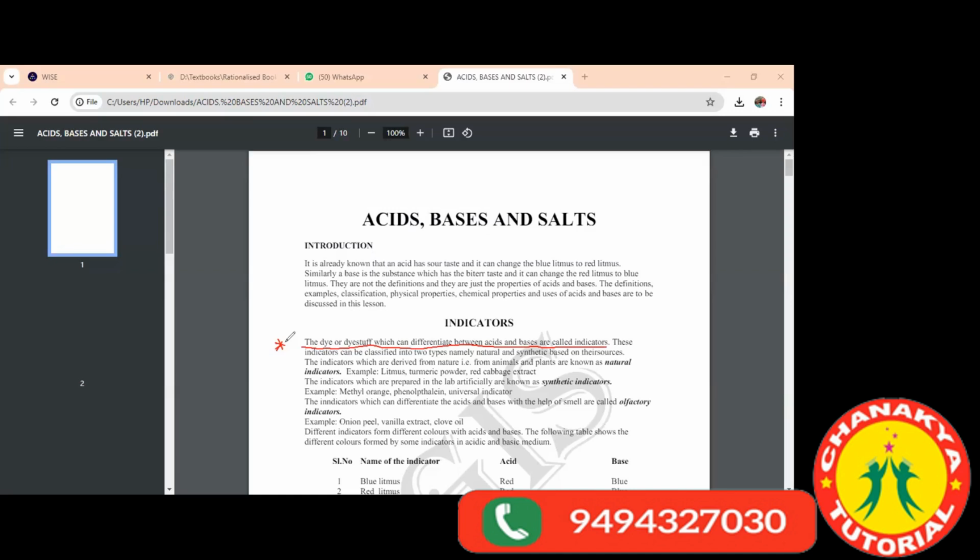Yes, ma'am. Fine. So, classification of indicators. Indicators are further classified into around three types. The first one is the natural indicator, another is the synthetic indicator, and one more type is the olfactory indicator. Natural indicators are the indicators which are available in nature, from the source from where you get them, right? If it is available in nature and you use it to distinguish between acids and bases, then it is called a natural indicator.